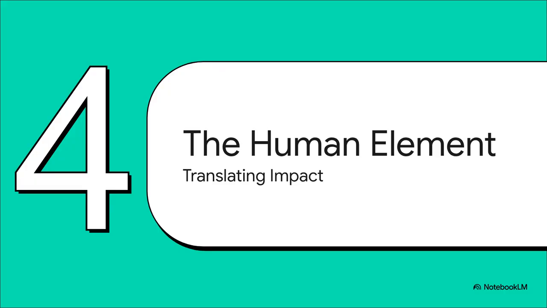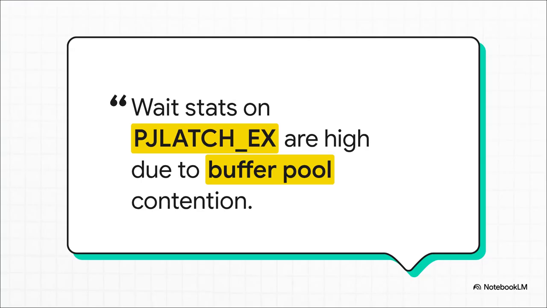So we've talked about all this super technical stuff, right? But what if I told you that the most important skill a DBA has isn't technical at all? It's about being the human in the machine. It's about being a translator. Imagine a DBA walking into a meeting with the head of sales and saying, well, the wait stats on page IO latch X are high because of buffer pool contention. It might be 100% accurate, but to anyone outside of IT, it's just meaningless jargon.